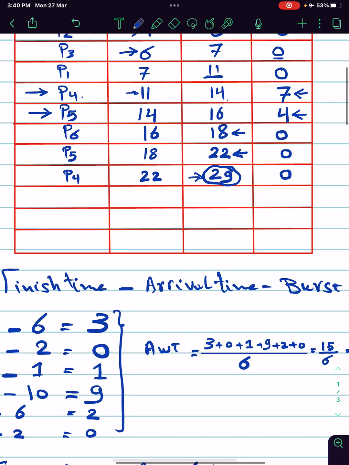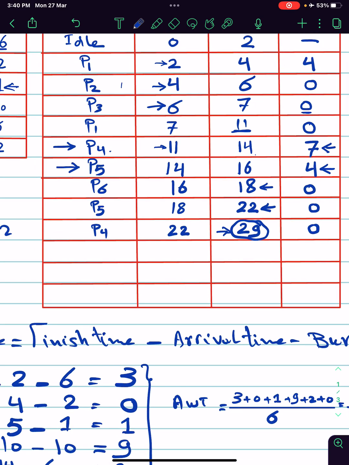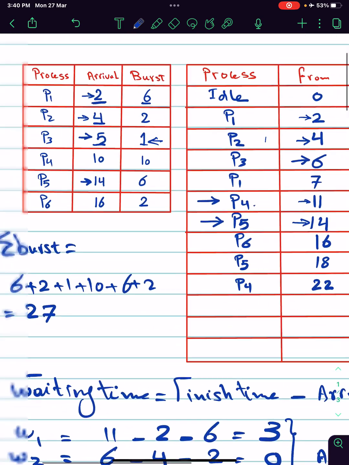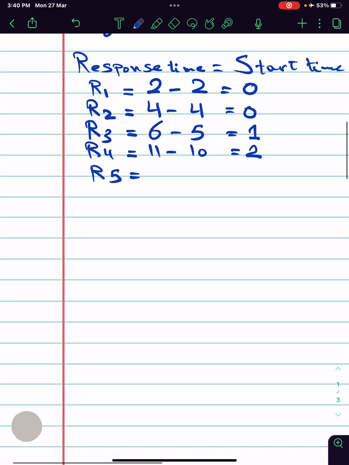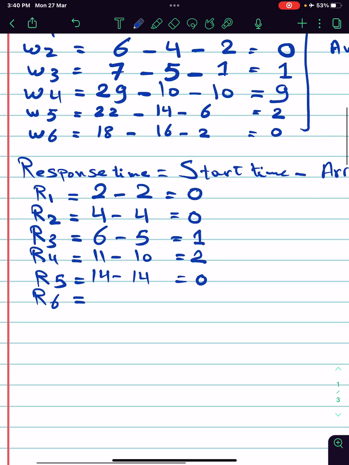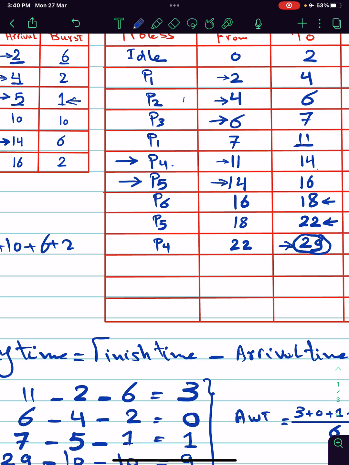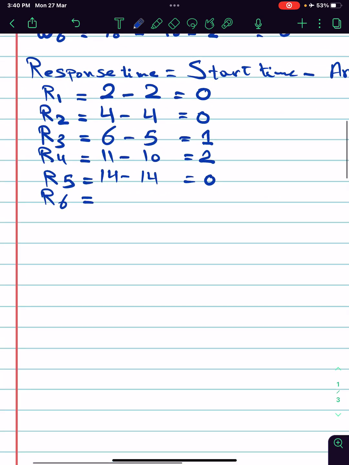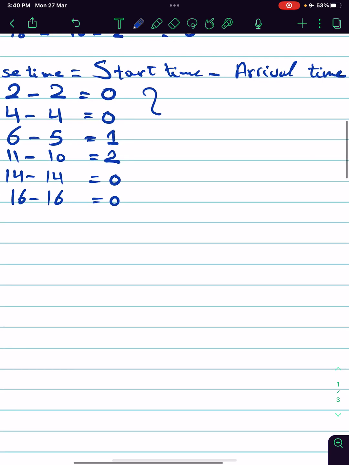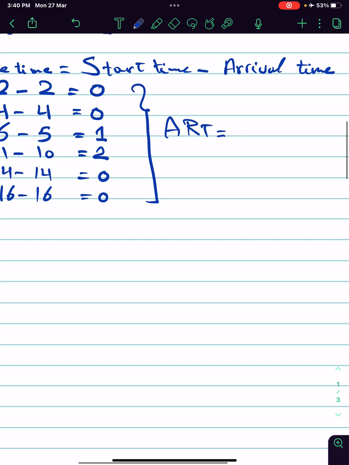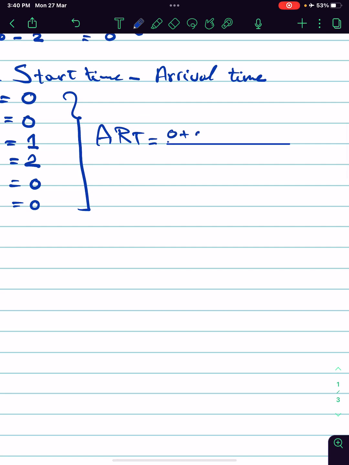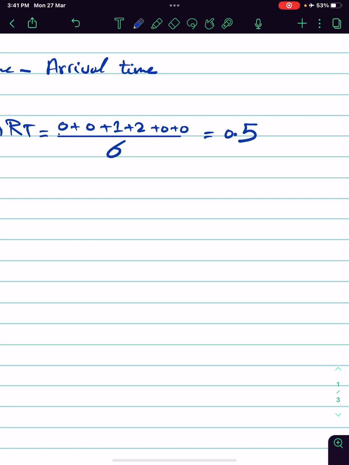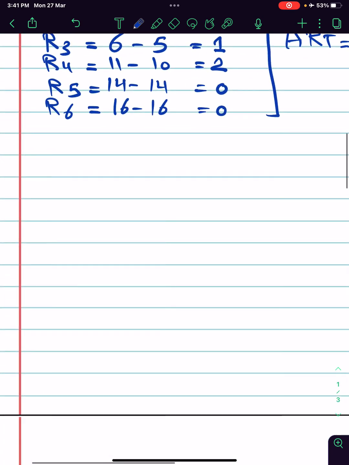Response 5 equals, let's look at 5 here. You will find that 5 occurs here at time 14. That's the very first occurrence. That's when it started, and the arrival is also 14, so it's going to be 14 minus 14 equals 0. And then the response 6 equals, look at the table, the very first occurrence of P6 is here. It started at time 16, and the arrival is also 16, so it's going to be 16 minus 16, which is 0. So the average response time is going to be 0 plus 0 plus 1 plus 2 plus 0 plus 0 divided by 6, which is going to be 0.5. That's 3 divided by 6. Okay, how about the turnaround time?